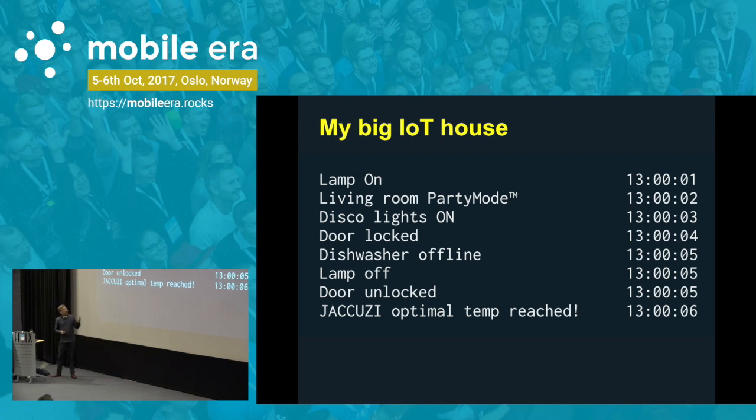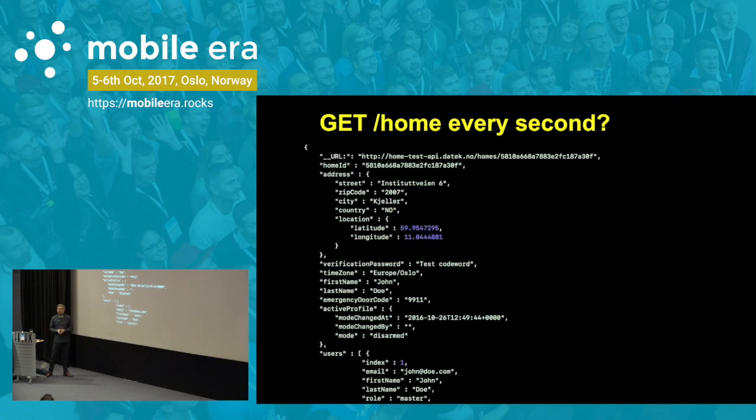Of course, the same for door unlocked, and if the jacuzzi reached optimal temperature, I want to know right away, so I'm leaving for the jacuzzi. So how can we do this with IoT devices? One way is to get the home every second, for example, just to stay updated. Like do a GET request, get the latest changes, show that in the UI.